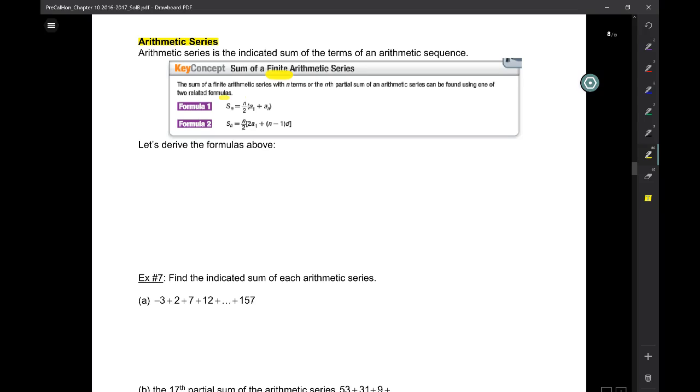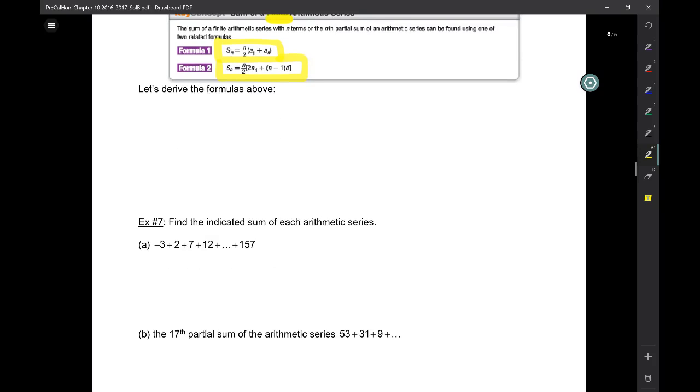S_n is n over 2 times (a_1 plus a_n). And you have a second formula. They are literally the same thing, but you just use them based on what information you've been given, okay?